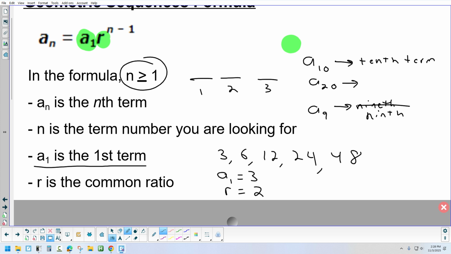If you take those two numbers and you fill them into that formula, we can use that to predict what comes next. So let's do that for this one. A sub n equals, first thing we write down is a sub 1. Caleb, what's a sub 1 in this case? Yes, our first term.